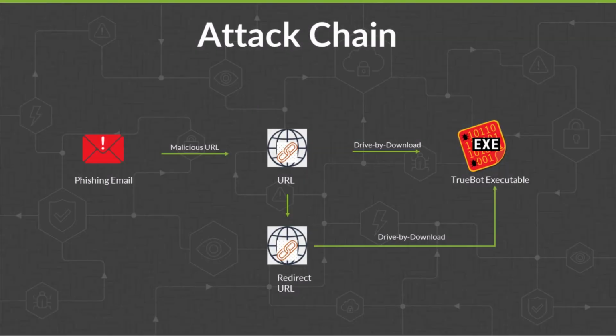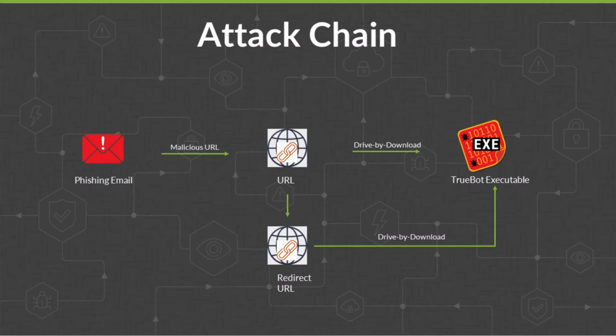This is a typical TrueBot attack chain. It begins with a phishing email. The phishing email includes a malicious URL which, when clicked, typically leads to a drive-by download of the TrueBot executable. In some cases, the first malicious URL link in the email message redirects would-be victims to a second malicious URL before the drive-by download. In our example, however, there is but a single email having a single malicious URL.